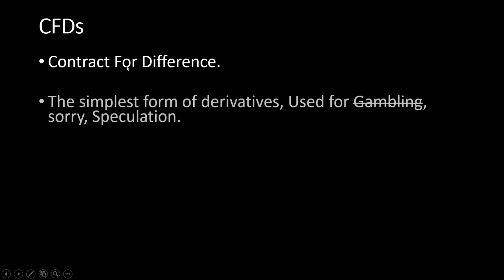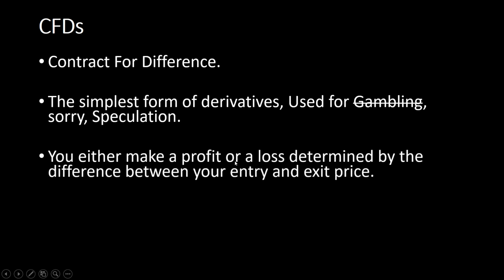CFDs. What are CFDs? Contracts for difference. The simplest form of derivatives. This is the simplest, and it's used for gambling. Oh, sorry, it's used for speculation. If you approach someone who does this as a day job, they wouldn't like the word gambling, even if that's what it mostly is. CFDs are used for speculation. You either make a profit or a loss determined by the difference between your entry and exit price.